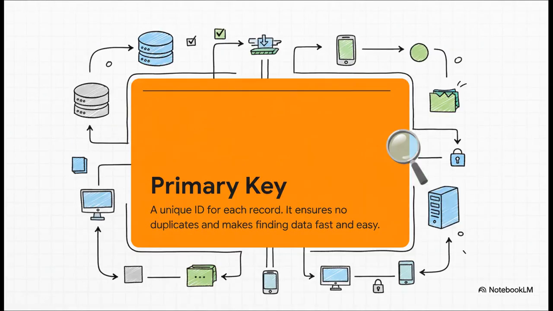Now here's the really crucial part. How do we make sure every single record is unique and we can find it in a split second? That is the job of the primary key. It's a totally unique ID, kind of like a serial number or a student ID, that gets assigned to each and every record. This makes sure there are no duplicates, and it makes searching for stuff incredibly fast.